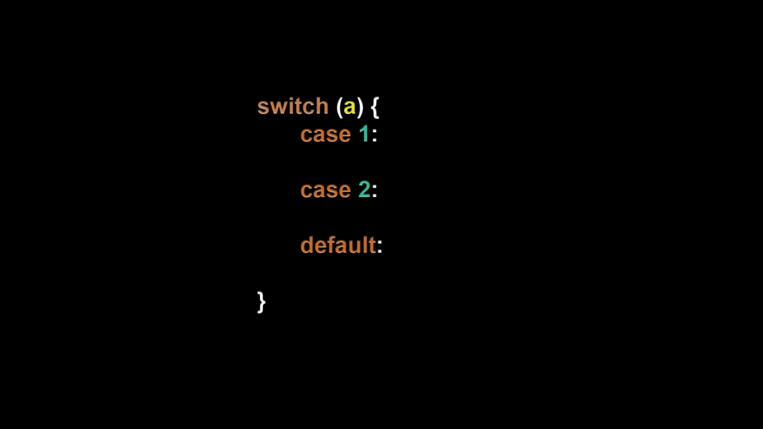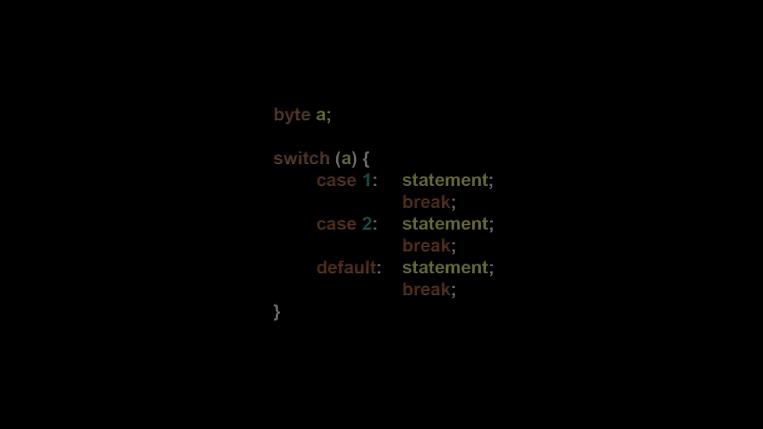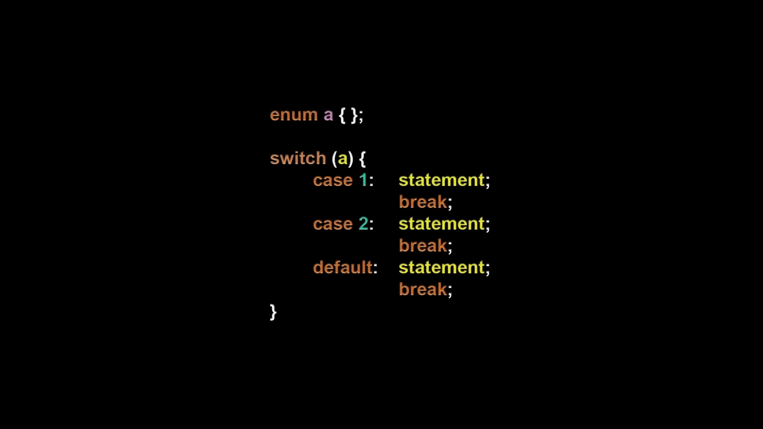These are listed using the reserved word case, followed by the possible value that the expression up here in parentheses could be evaluated to, and then a colon. Following each case is the statement or block statement to be executed in each case. The variable used in a switch statement expression can be of the primitive data types byte, short, char, and int. The wrapper classes for these data types can also be used in the expression along with strings and enumerated types.